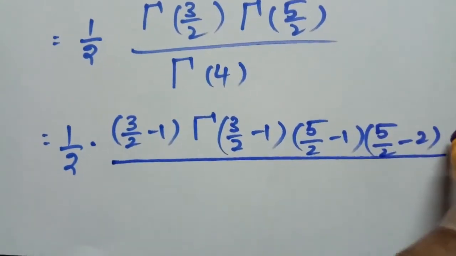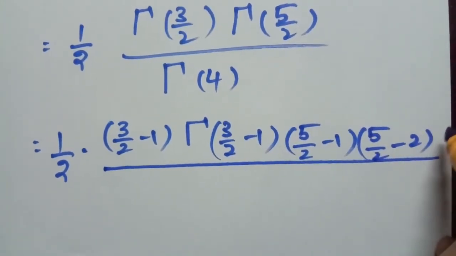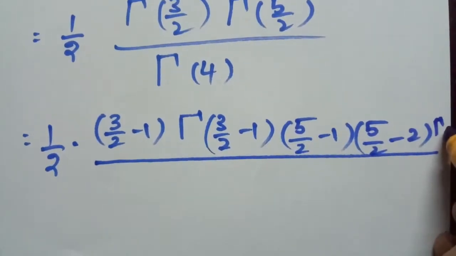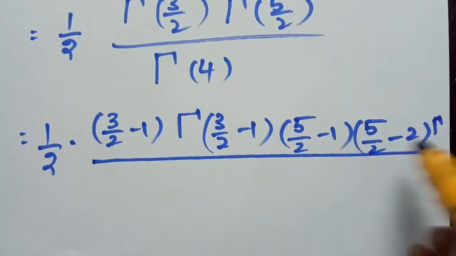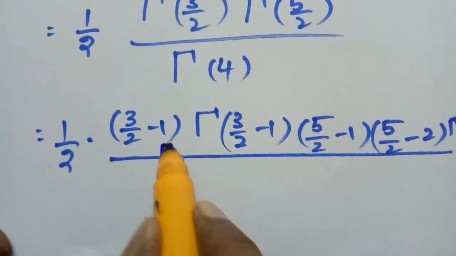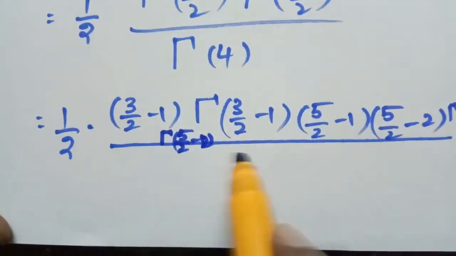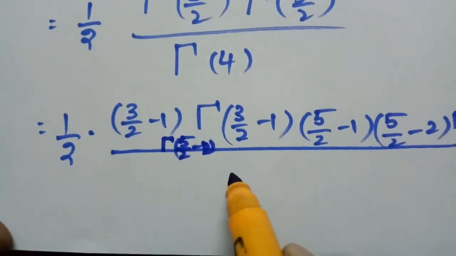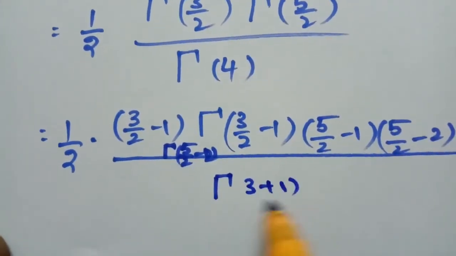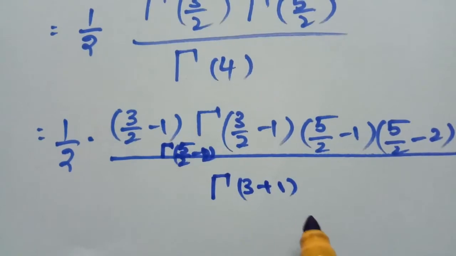Into gamma 5 by 2 minus 2 into gamma 5 by 2 minus 2. Here I am writing 5 by 2 minus 1, 5 by 2 minus 2 by the denominator gamma 4, that can be written as gamma 3 plus 1. Since gamma n plus 1, if n is a positive integer, we get gamma n plus 1 is equal to n factorial.